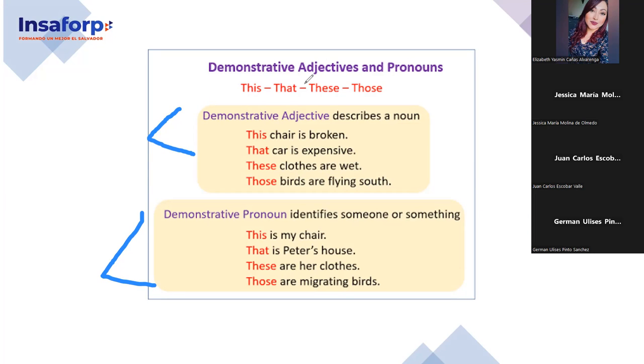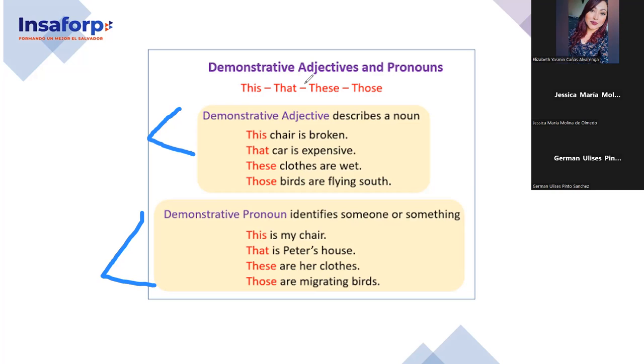Okay. Demonstrative adjective describes a noun. This chair is broken. That car is expensive. This clothes are wet. Those birds are flying soft. Demonstrative pronouns identifies someone or something. This is my shop. That is Peter's house. These are the clothes. Those are migrating birds.